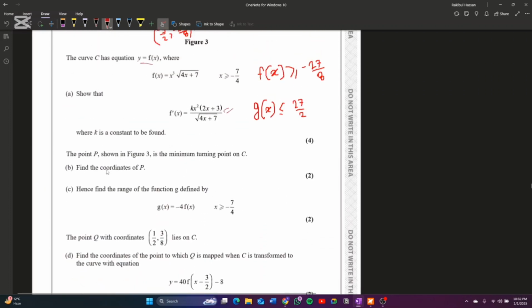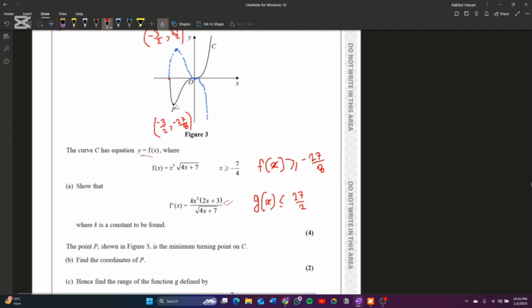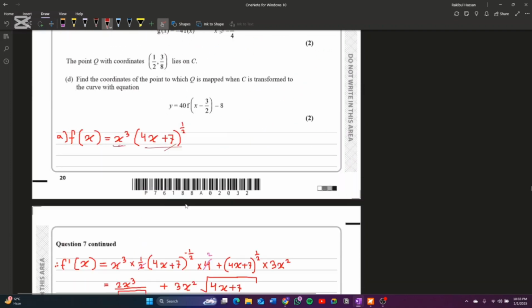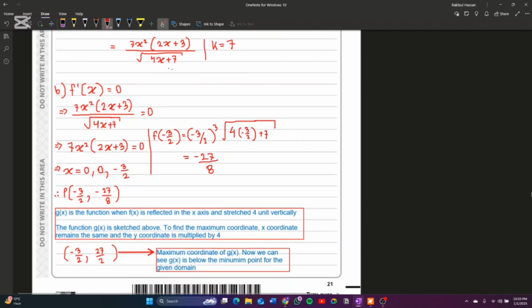Now B, find the coordinates of P. The point P shown in figure 3, this is the point P. This point P is the minimum turning point on C, okay? So we have to find the coordinates of P. Since this is the minimum point, this means dy by dx is equal to 0. That means that our first derivative of f is equal to 0. So if we just put 0, we can easily get the x coordinate, which is -3 by 2. And from the function, we get y too. So this is our coordinate of P.